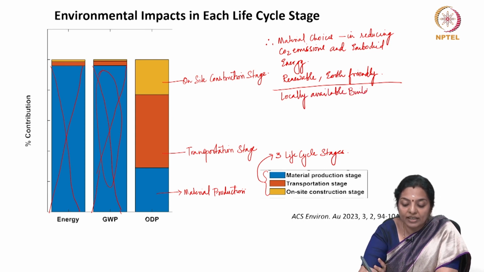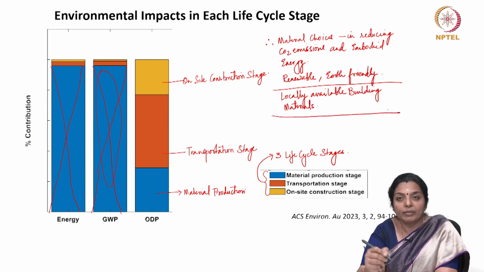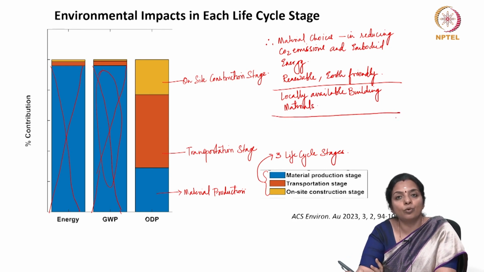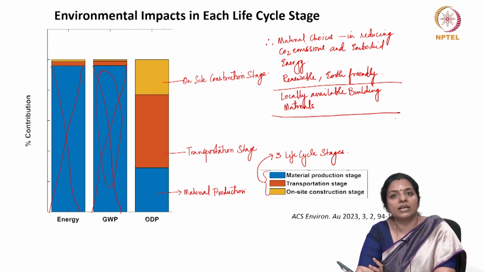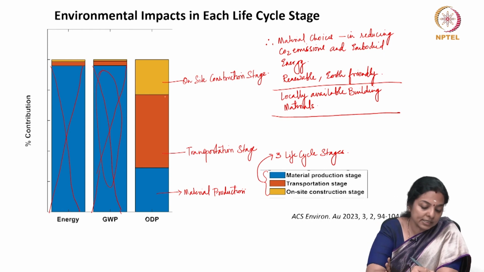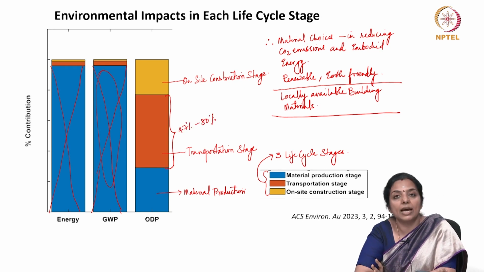And therefore, I reiterate, as I did in the previous classes, if one has to choose, say, a flooring material, you have a choice to choose the flooring from a local place, or from within the state, or from outside the state, or even outside the country. Depending on your choices, this transportation energy can go anywhere between 47% to even 80% damage can happen, because diesel is the contributing factor.